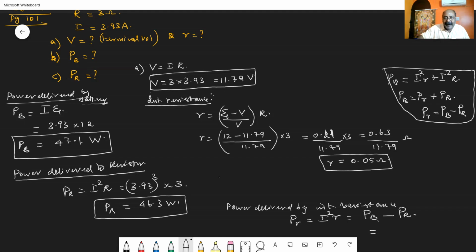What is the power delivered by the battery? It is 47.1 minus the power delivered by the resistor, 46.3 watt. If you are subtracting, you get nearly 0.8 watts. So 0.8 watt is the power delivered by the internal resistance. Hope you should have understood. Yes, sir. The power delivered by the internal resistance cannot be used for any other useful work.